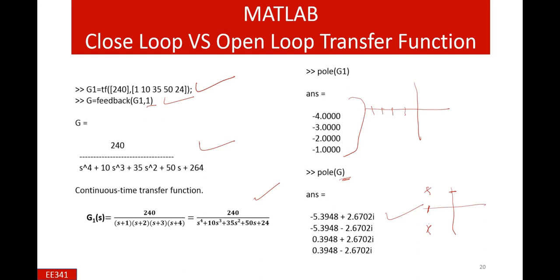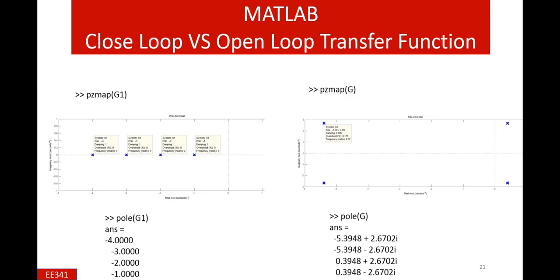So two poles lie on the left half plane, and similarly minus 0.39, for example, and the value is 2.67. So these two poles will lead the system towards instability. So the system is unstable. This can be found from the location of the poles.